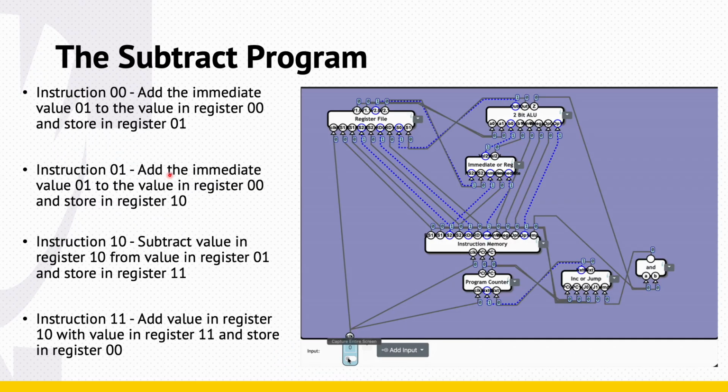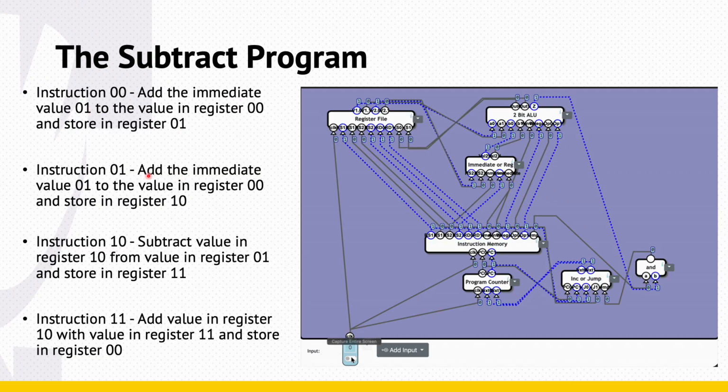Okay, quickly, let's discuss the full program. So we step through instruction 0 in a pretty fine-grained way. We're going to go through the other 3 instructions more quickly. Instruction 0 is going to add the immediate value 1 to the value in register 0, which is always 0, and then store the result in register 1. So this just loads the value 1 into register 1.